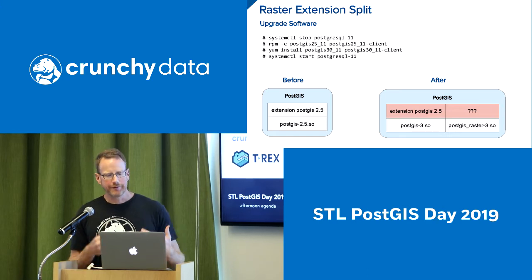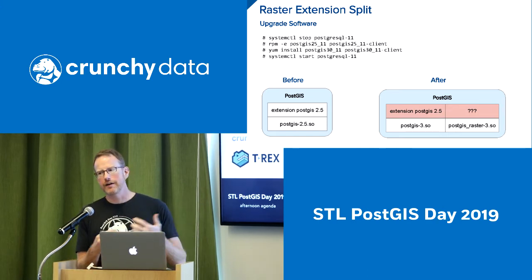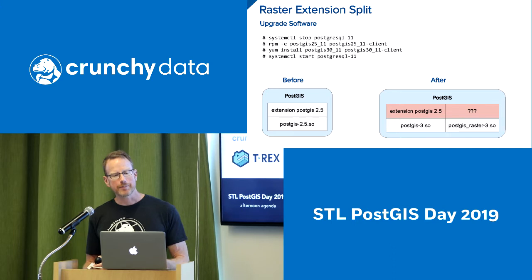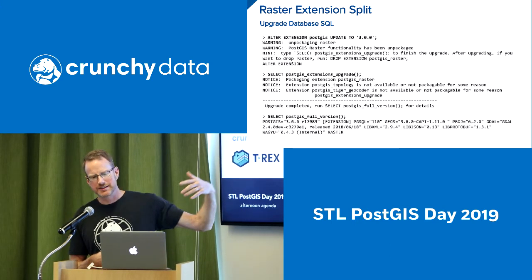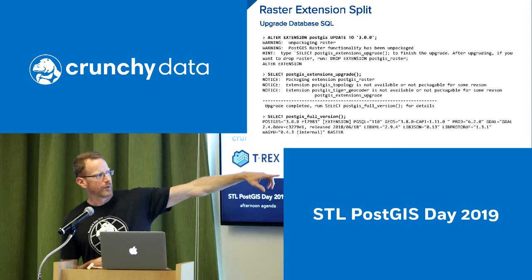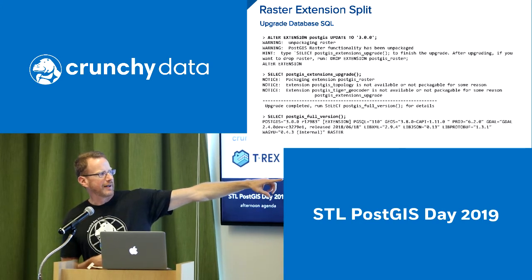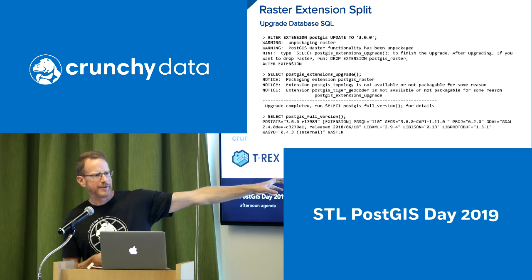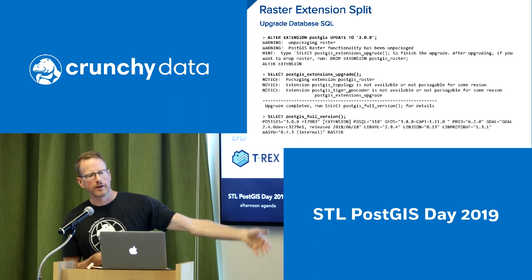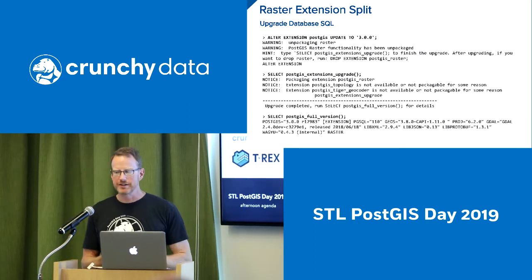But if you're upgrading from 2.5 to 3.x, it's a multi-stepper. First, you're going to run the alter extension update, which is just as before. What it will do is update all the vector functions to the new extension. But unfortunately, it's impossible to repackage a second extension while you're upgrading a first one. So what we do is we update the vector stuff, and we unbundle all the raster stuff. And it's just lying there like a bunch of chips on the floor.